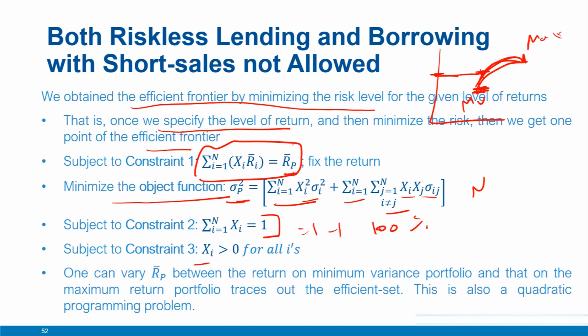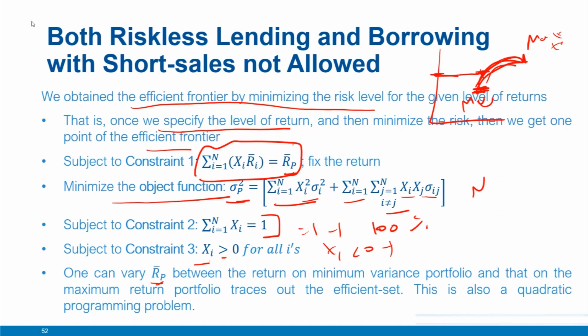And another critical constraint, which is xi greater than or equal to 0, that is xi cannot be less than 0, or short selling is not allowed. In that case, this formulation again becomes quadratic. So you can vary your RP bar from minimum variance to maximum return portfolio and trace out the entire efficient set, which is again a quadratic problem.